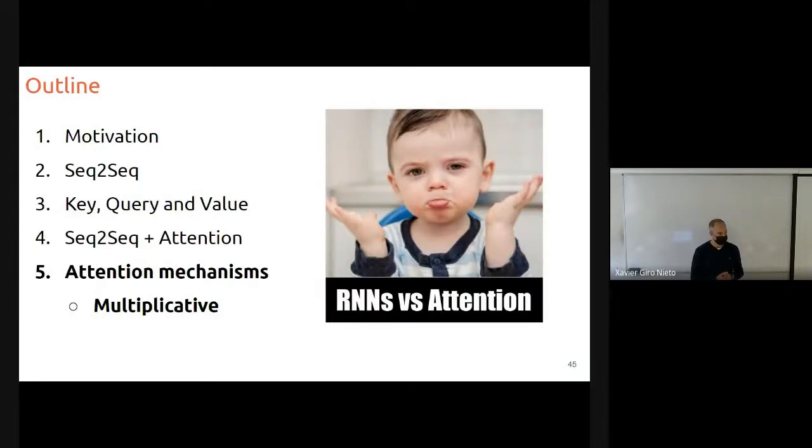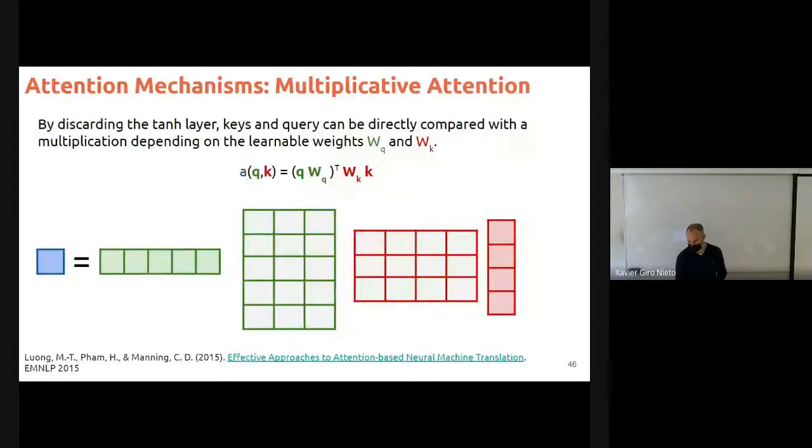Another approach, which is simpler, is to discard the hyperbolic tangent layer, so we don't put any nonlinearity there, and then we only have the W matrix. If we do that, we can think that the attention between the query and the key is the product of the projection of the query, that would be this part, and the projection of the key. And if we put the matrices in the right dimensions, they will be of the same size, so we'll be able to compute the product. Fine.